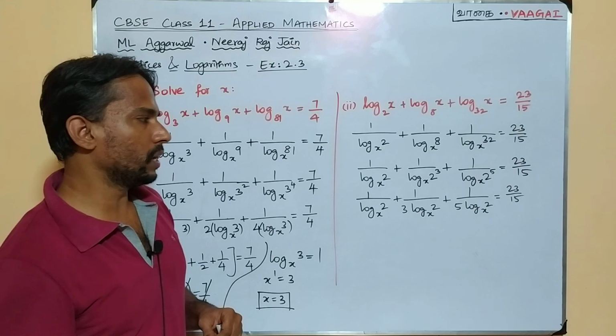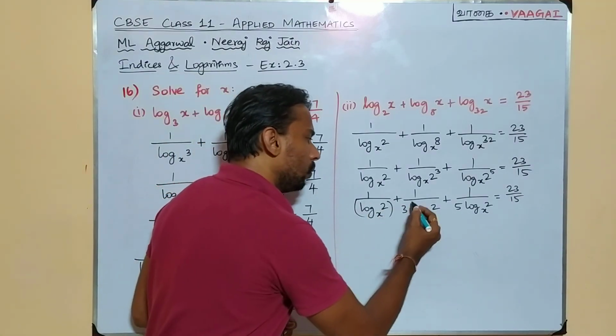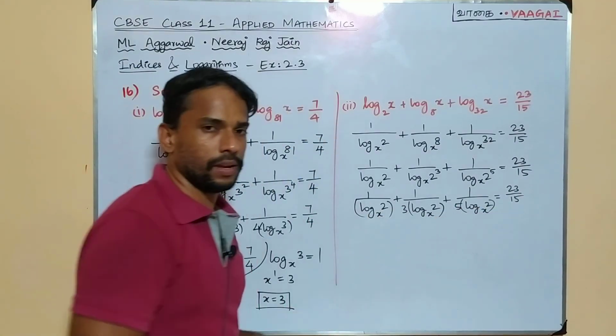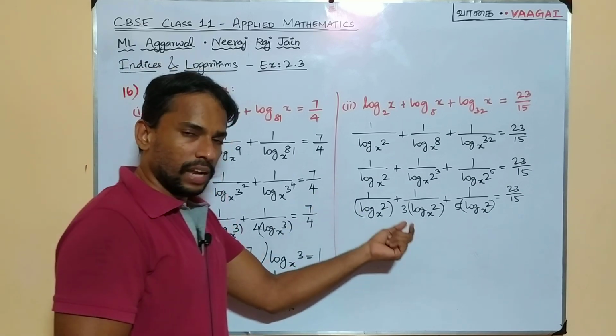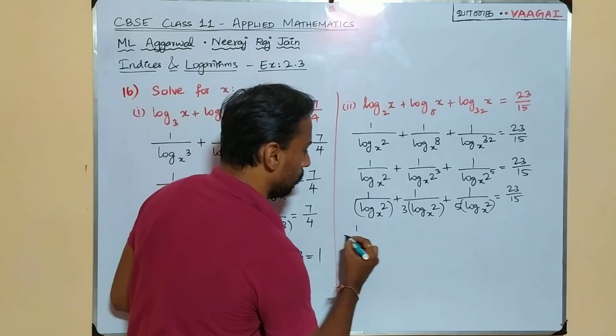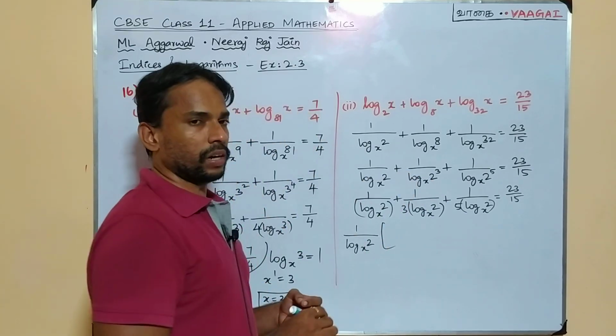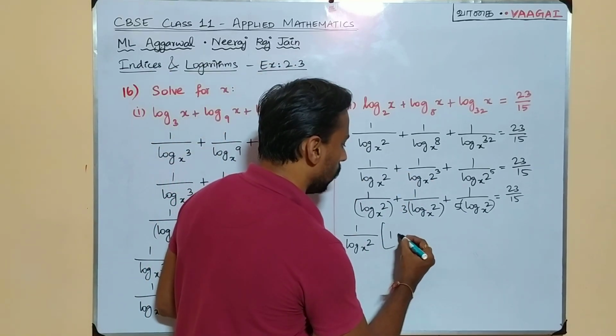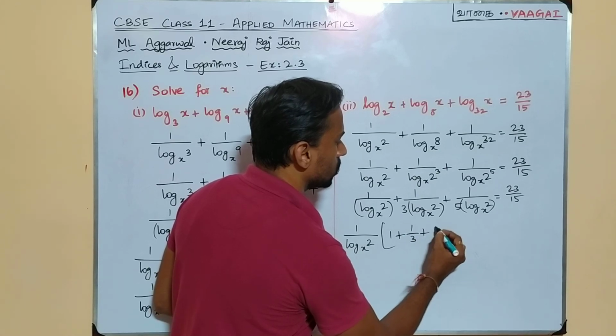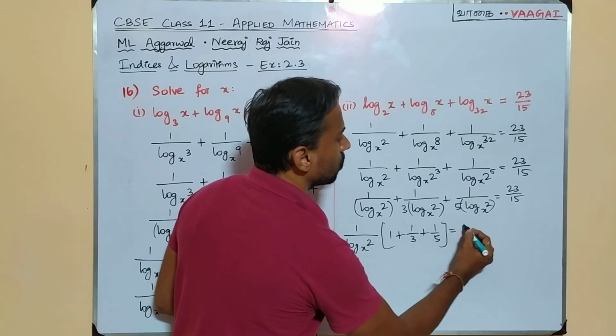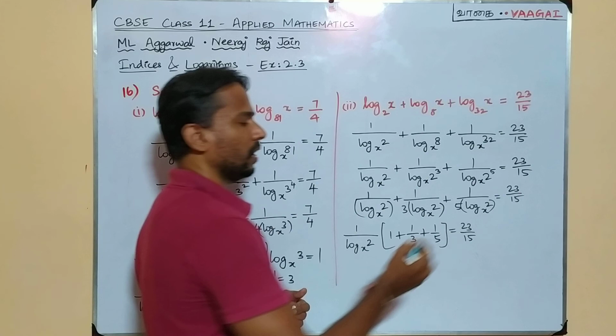And what next we can do here is, as usual, we can now take these common terms outside. But they are in 1 by form, so we'll have to take it as 1 by only. 1 by log of 2 to the base x. If you remove it as a common factor outside, what we'll have inside? We'll have 1 plus 1 by 3 plus 1 by 5. This is equal to 23 by 15. This is what we'll get.